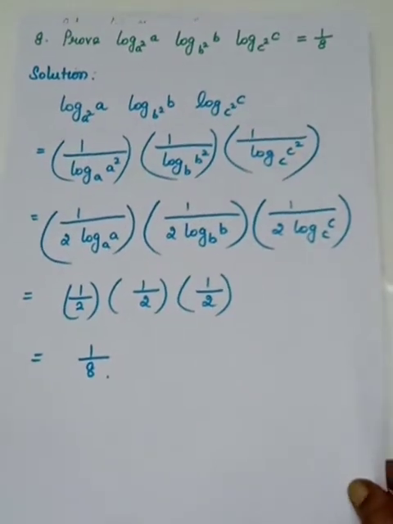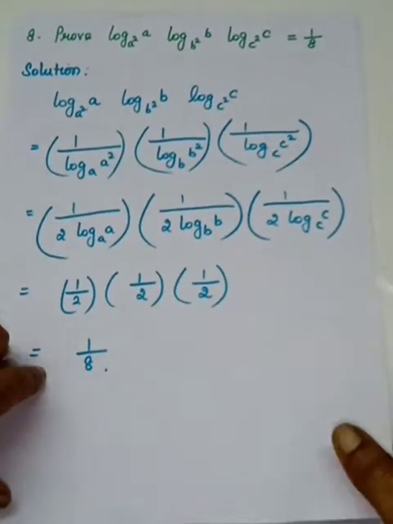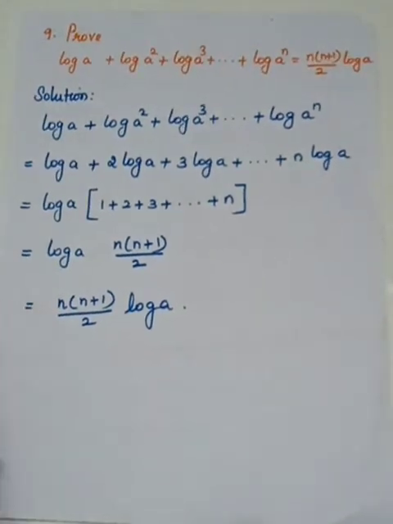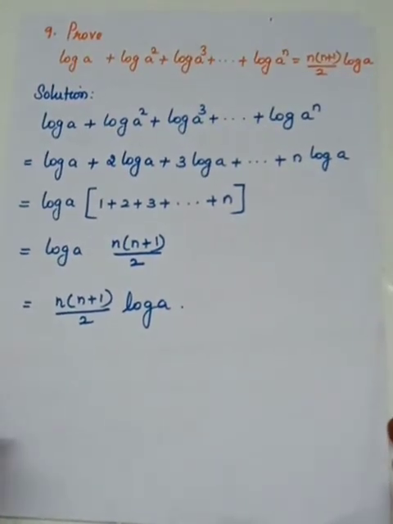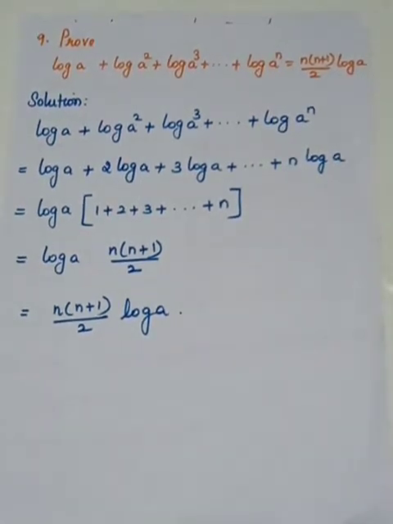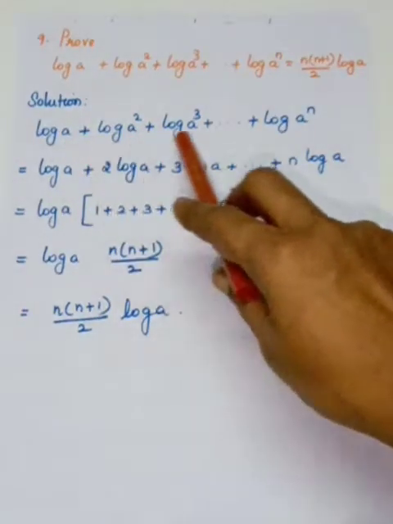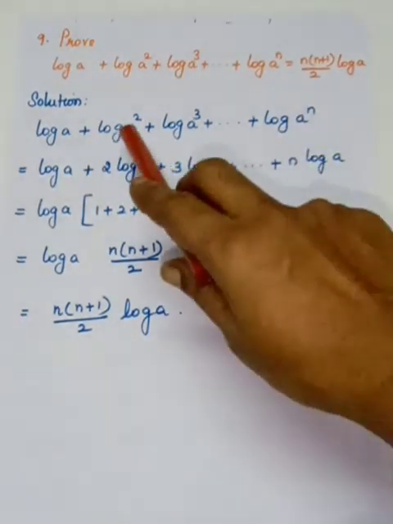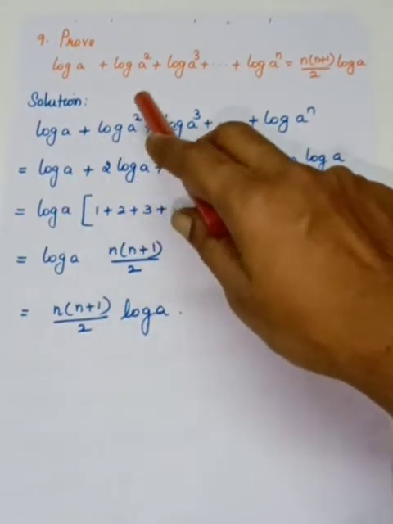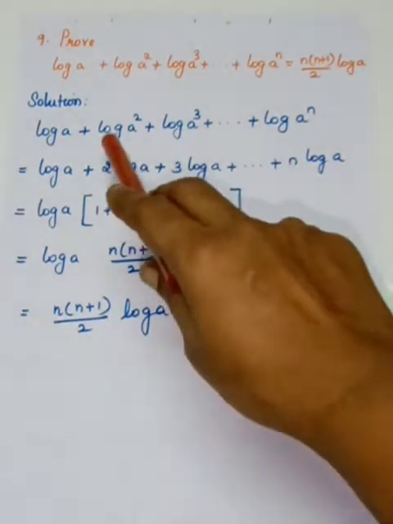And coming to problem number 9. Prove log a plus log a squared plus log a cube plus etc., up to log a power n, is equal to n into n plus 1 by 2 into log a. You consider the terms. I have written the left side terms. The first term is written as it is, log a, then log a squared. You see that no base is given.